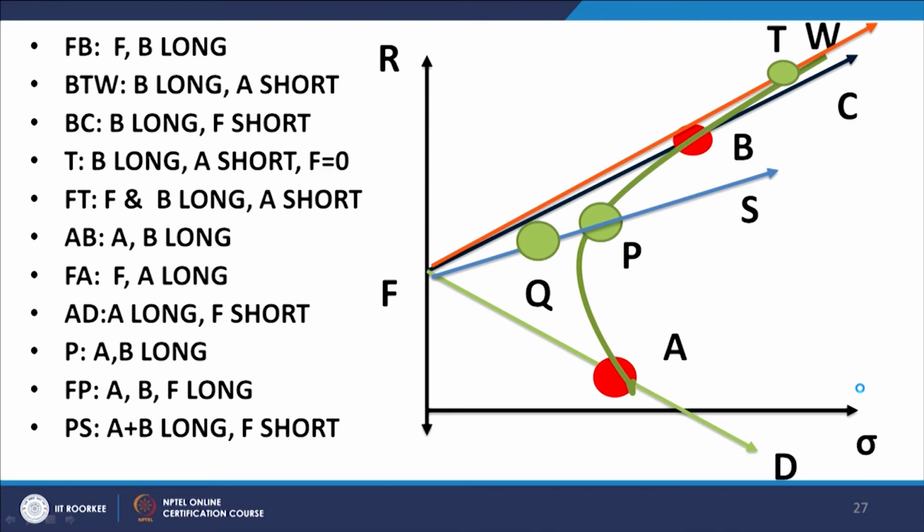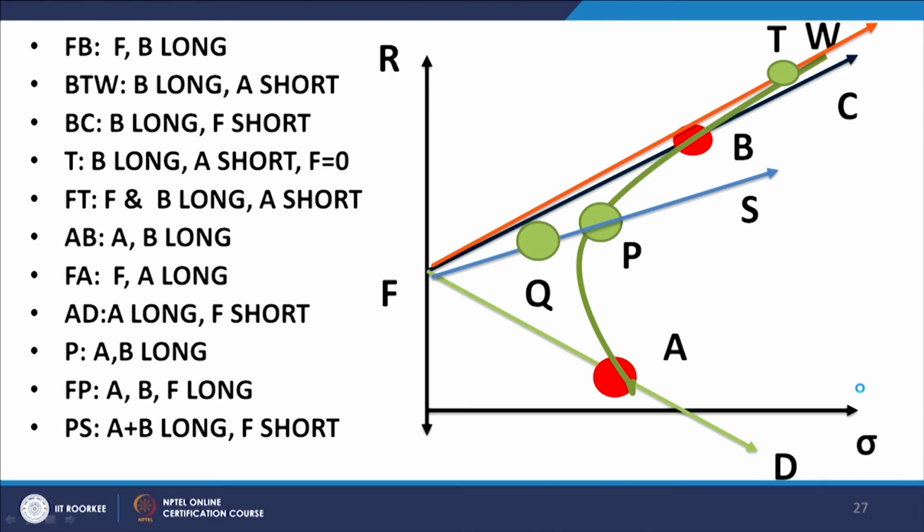So, what about FA? FA is the straight line where it is a linear combination of A and F. So, obviously, in the segment FA, A is long, F is also long. In other words, you have a combination of risk free lending and investment in security A. But if you move beyond A along AD, then what happens? Then A continues to be long, but F becomes short. In other words, you have risk free borrowing and the investment of the borrowed proceeds in security A. AD I have discussed.